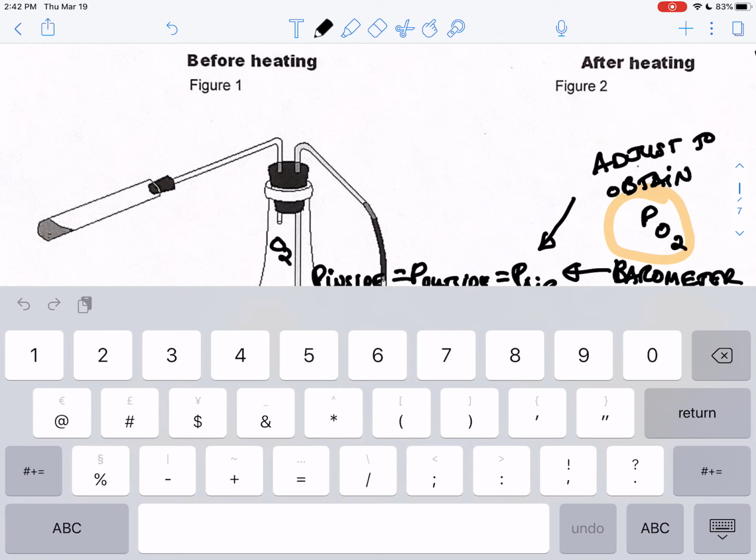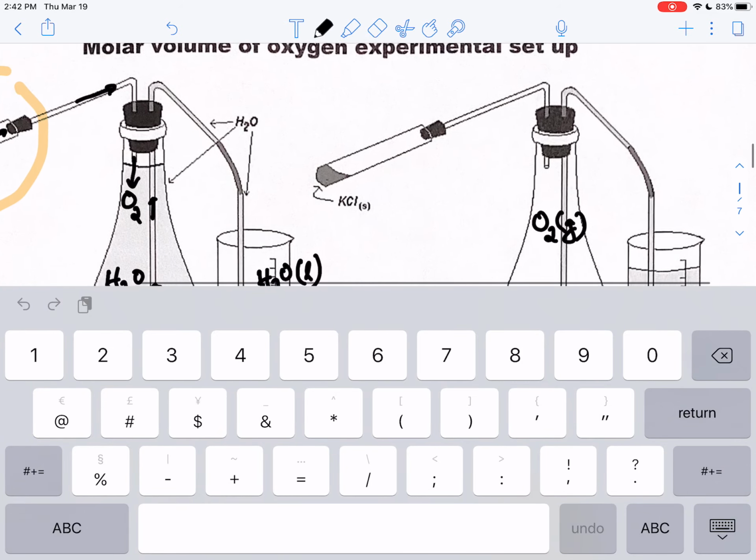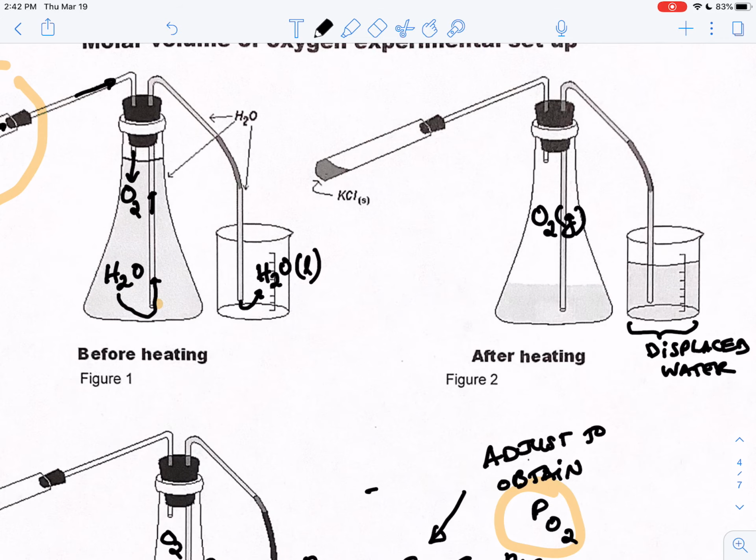Oops. I have a keyboard showing up in here for some reason. Oh, here you go. I got it.